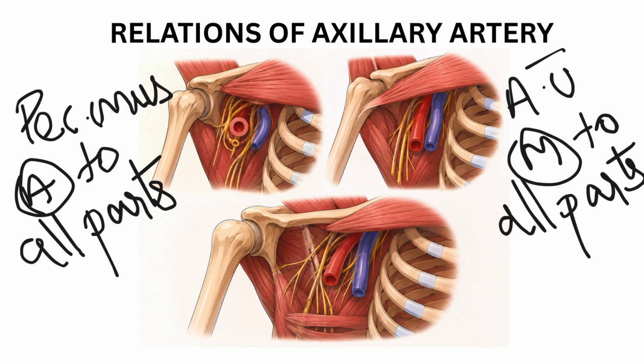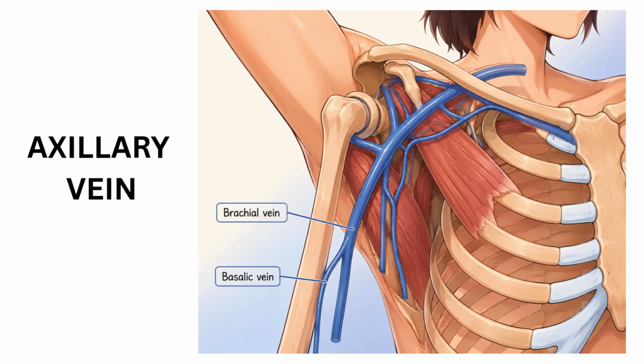For the first part, second part and third part, anteriorly it is covered by pectoralis major muscle. For all the parts, the anterior relation is pectoralis major muscle. Along with pectoralis major, the second part also has pectoralis minor muscle as an anterior relationship. So coming to the medial relation, the axillary vein lies medial to the axillary artery for all the three parts, which is a very important point. The vein lies medially for the first part, second part, and third part. The vein lies medially to the axillary artery.